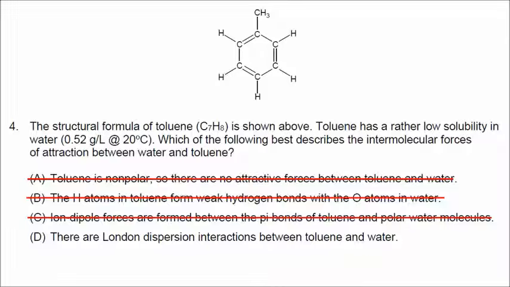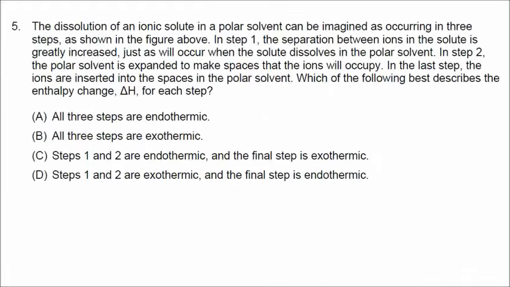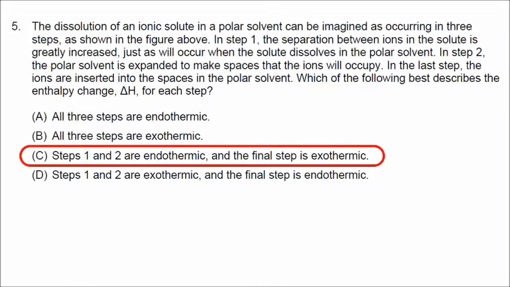Correct answer is D. For this next question, number 5, we have a diagram in which the solute is broken up. That's an endothermic process. The solvent has some separation. That would be also an endothermic process. So breaking attractive forces is endothermic. And then finally, forming attractive forces between solute and solvent, that's an exothermic process. So the correct answer to number 5 is C.